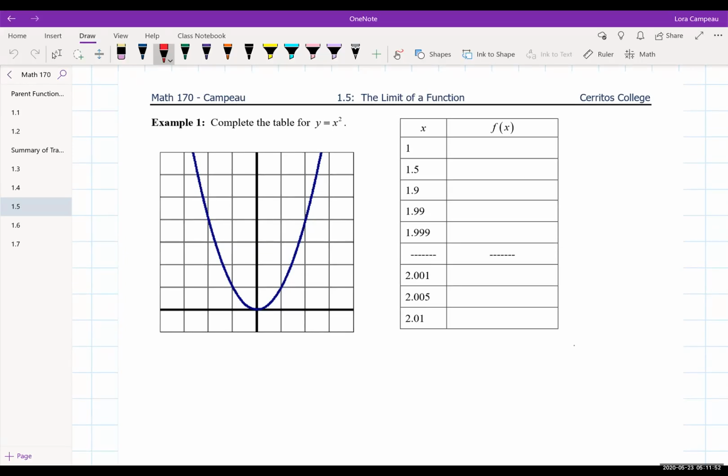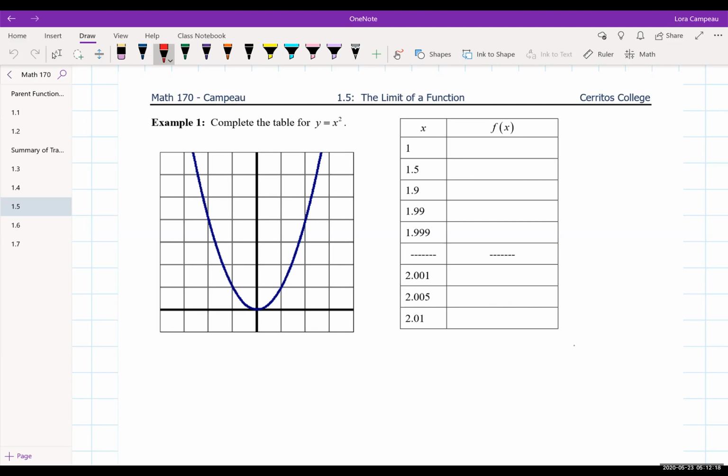In section 1.5, we're going to be exploring what it means to be a limit of a function. So we're going to start off with our favorite function, y equals x squared. And we want to talk about how to complete the table. We can do this by hand, but we do have the TI technology, so I prefer to go that route.